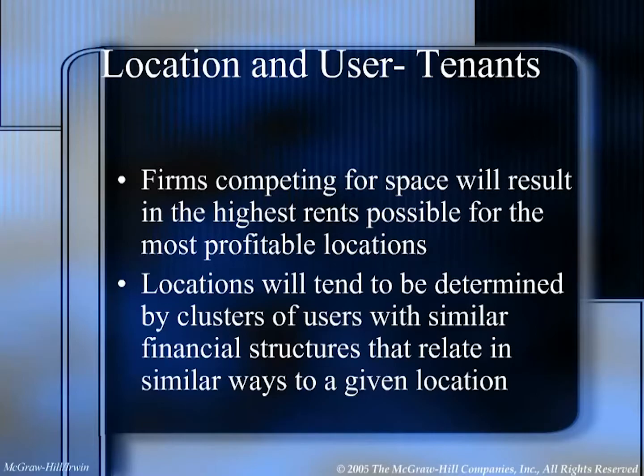Not surprising. Locations will tend to be determined by clusters of users with similar financial structures that relate in similar ways to a given location. So they need to be in the financial district in downtown Boston. They cluster there because they have similar financial structures and are in the same business, and in that area you'll have banks and brokerage firms and so forth that relate to each other.